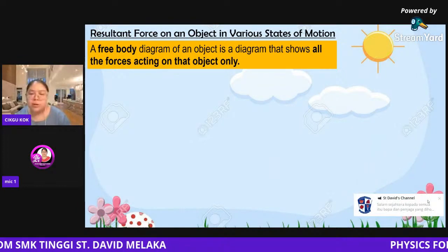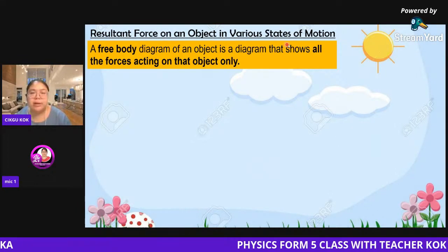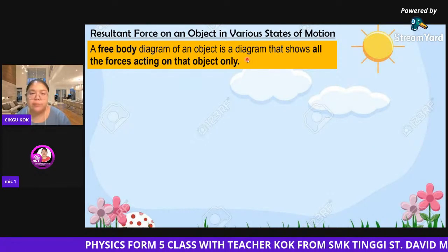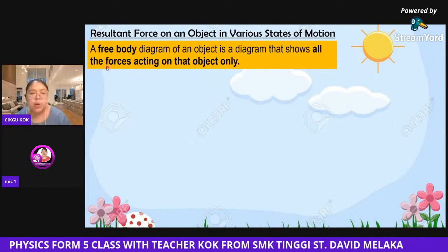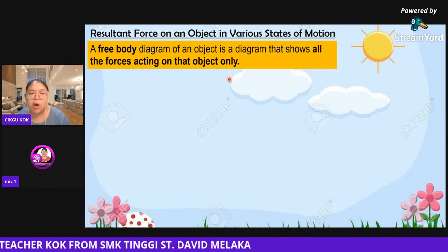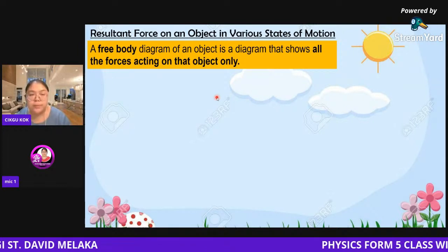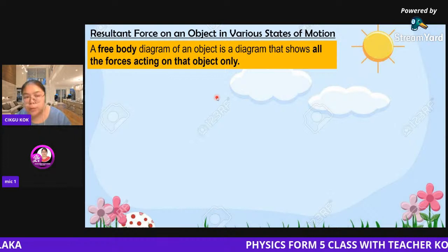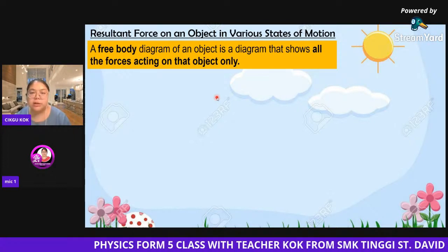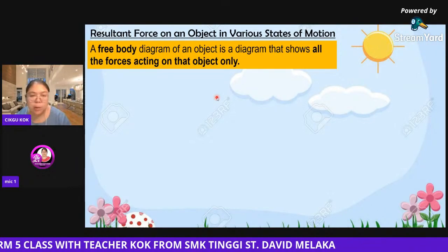Okay, now we go to this part: resultant force on the object in the various states of motion. A free body diagram of an object is a diagram that shows all the forces acting on that object only. So you can see the forces acting on the object, the object you want to move or want to stay stationary. The forces we draw on the object only. We never draw the line outside of the object.